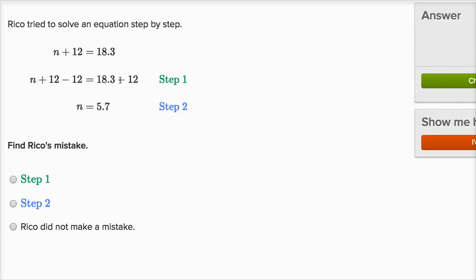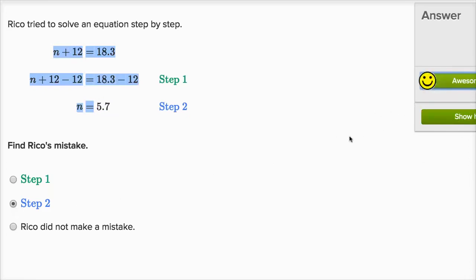And on the right-hand side, let's see, 18.3 minus 12. Well, 18 minus 12 is 6. So this should be 6.3. So he made a little bit of an arithmetic mistake in step 2. He made an arithmetic mistake. And I think we are all done.